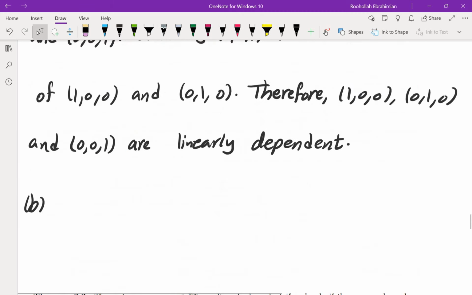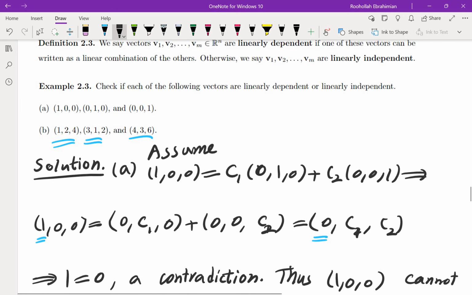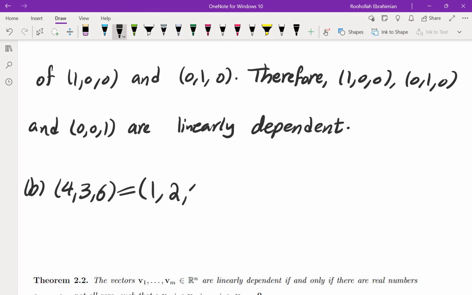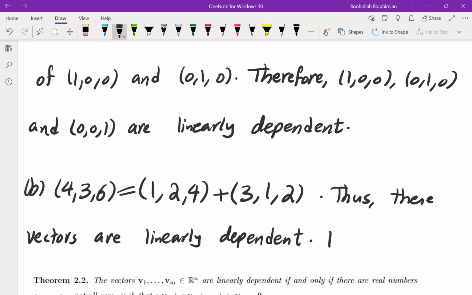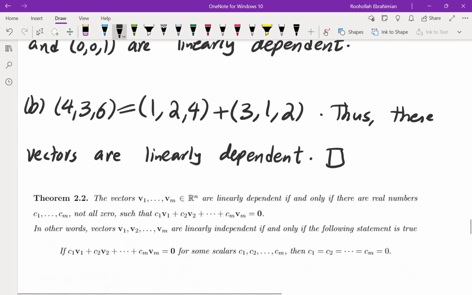We know that (4, 3, 6) is equal to (1, 2, 4) plus (3, 1, 2). Thus, these vectors are in fact linearly dependent. And that completes the solution.